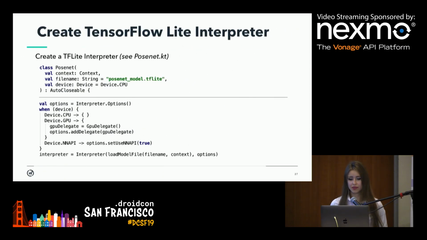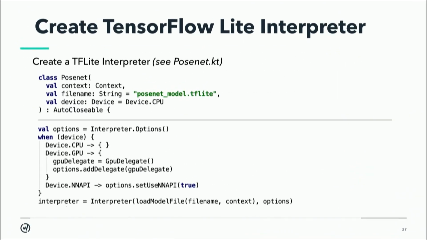And then, these code examples are based on the official TensorFlow PoseNet example. So for reference, you can look into the PoseNet class. Here we can see that it's creating the TensorFlow Lite interpreter, and it's setting some options. You can see it's adding a GPU delegate that we talked about earlier, and it also shows you how to enable the Neural Networks API to use hardware acceleration.